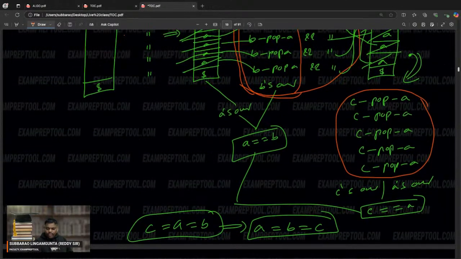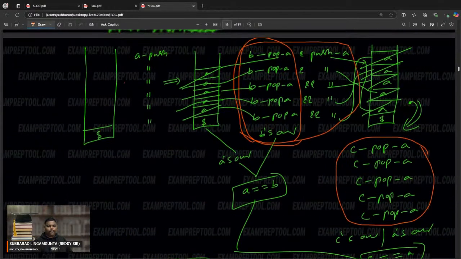Let me know if anyone has any doubt. Early morning coming, sitting idle is not a good idea. If you have doubt, you can ask. I don't have any internal marks, I cannot do anything.